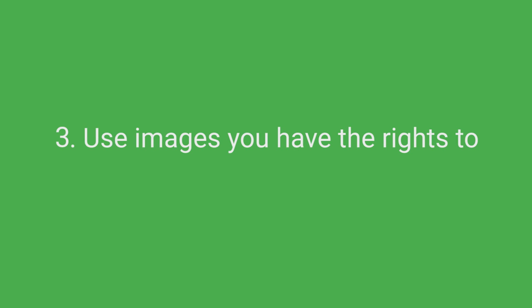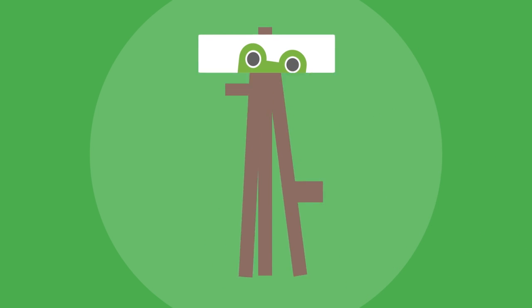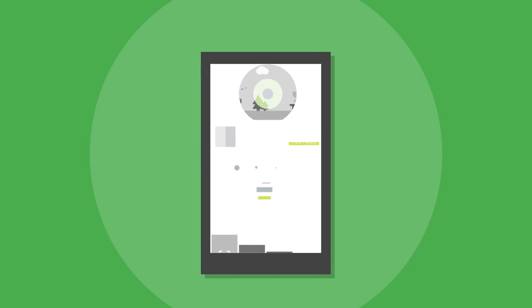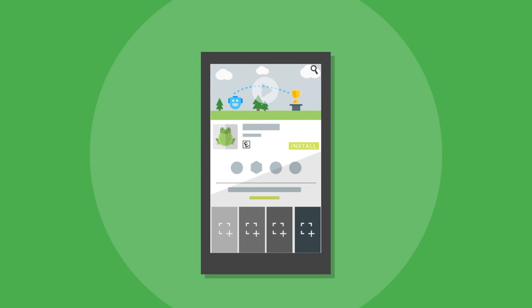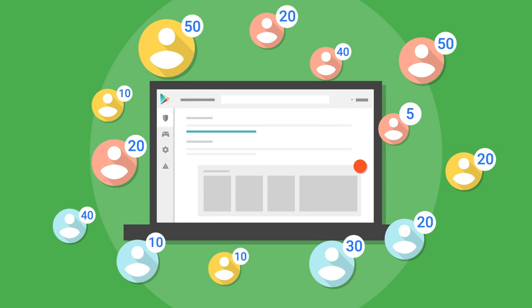Use images you have the rights to. If you want to stay on the right side of intellectual property policy, it's best to create your own images and videos to promote your app. Your app icon, feature graphic, and any other assets you upload to your store listing should only include images you have the right to use. If you've been granted permission to use assets owned by others, you can notify the app review team using this form. And just like your app description, the images and videos in your store listing should be appropriate for all ages.